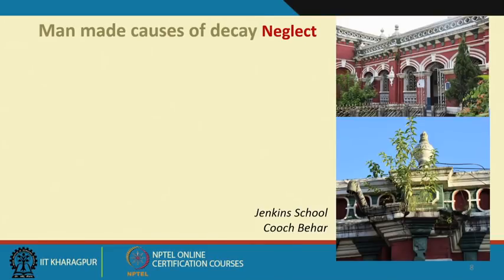The neglect is another thing. This is a beautiful school building in Cooch Behar in northern Bengal, Jenkins School. As you can see, it is quite well preserved and is used. This is the front portion, and they paint it regularly, but due to neglect, as you can see, in this portion, it is a flat roof structure, and proper drainage is not happening on the flat roof. Eventually saplings are growing up, and this is causing further damage to this structure, and it is also in a very precarious state.